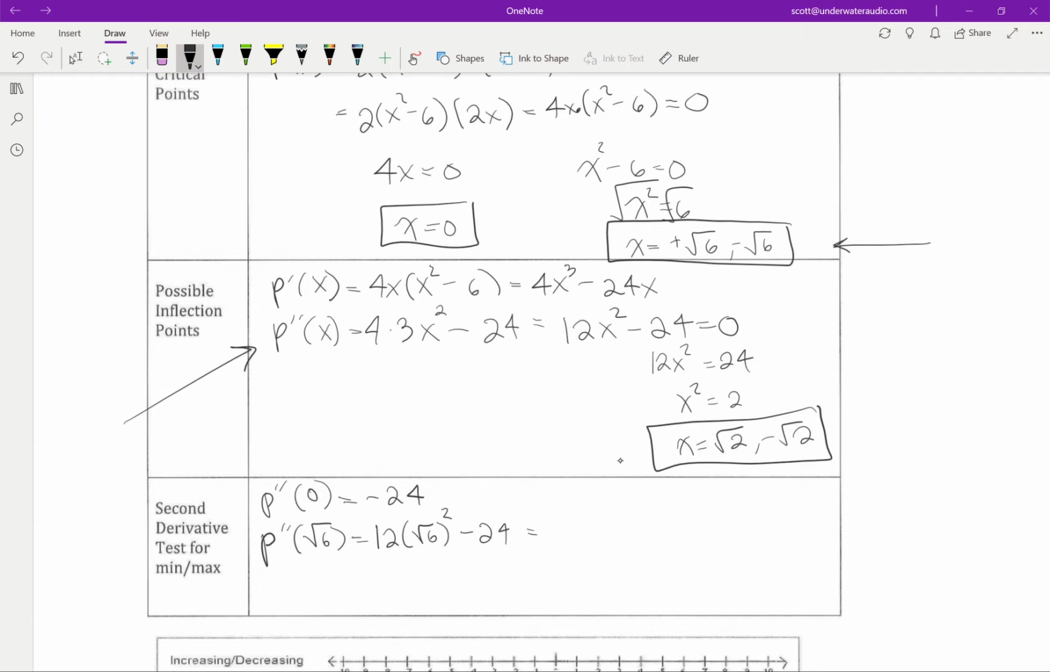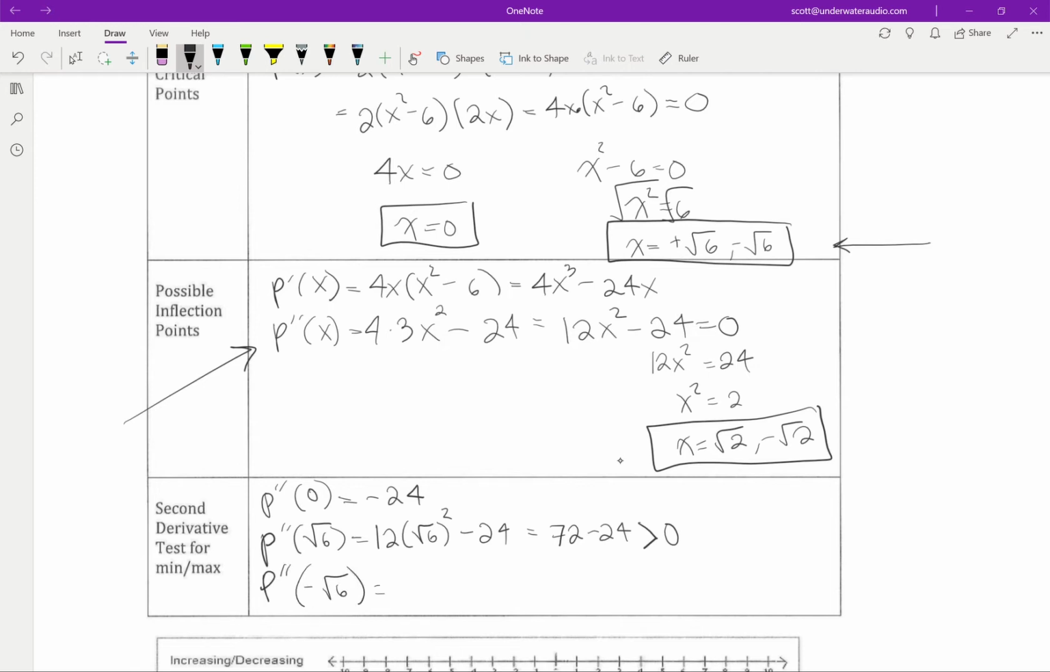Okay, square root of 6 squared is just 6. 12 times 6 I think is 72. 72 minus 24, however, that's going to be positive. So I don't really need to do more than that. I could get out my calculator and figure out what 72 minus 24 is, but I know it's going to be positive. So I'll just stop there and work on the negative square root of 6.